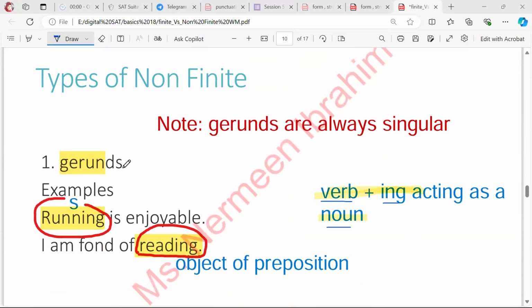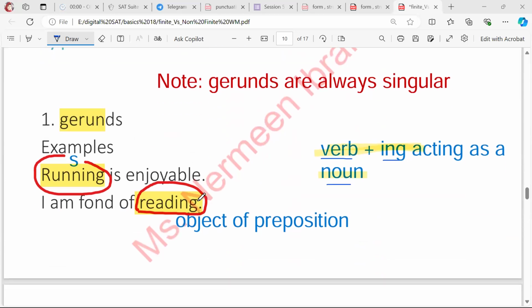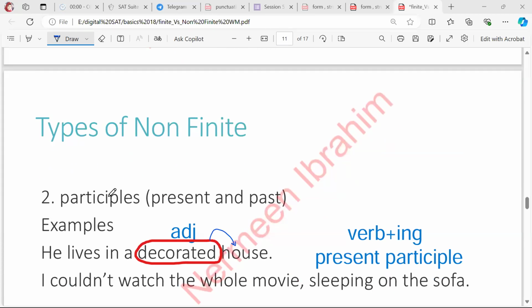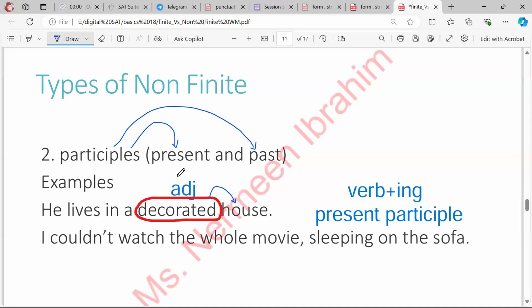It can act as a subject. It can act as an object of preposition. It can act as an object. So I came to see that gerunds are non-finite. Okay, what else? Participles. What are those participles? Participles have 2 forms, present participles and past participles. What are present participles? The present participle is verb plus ing.